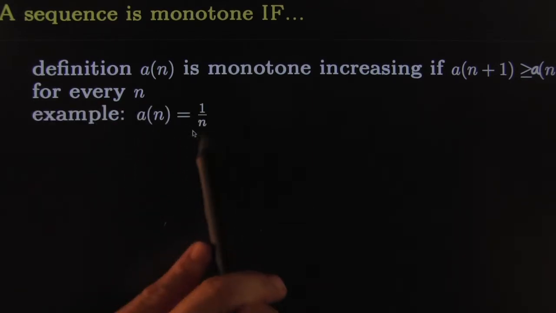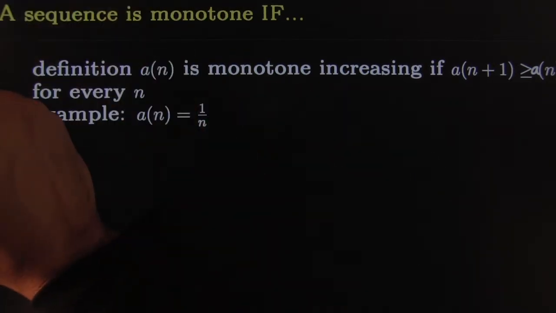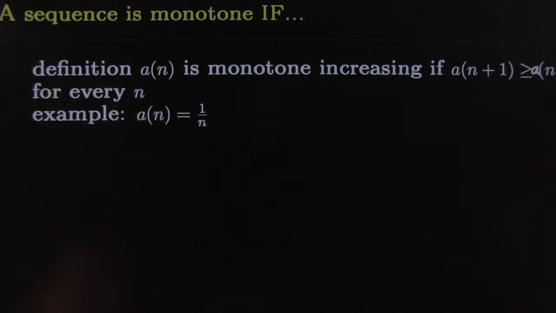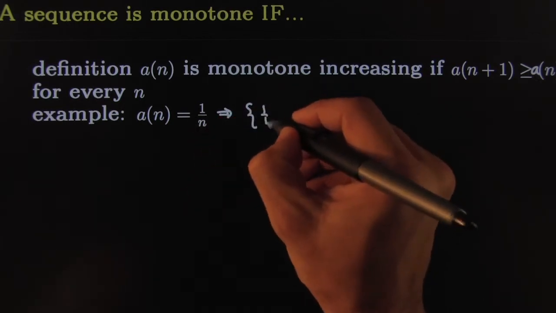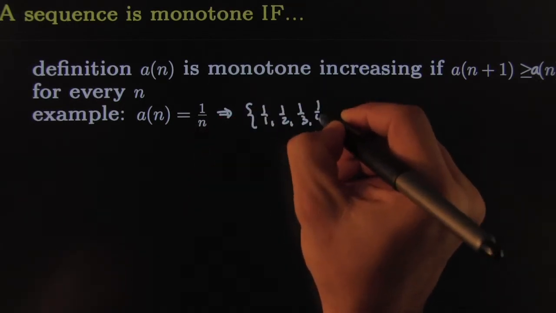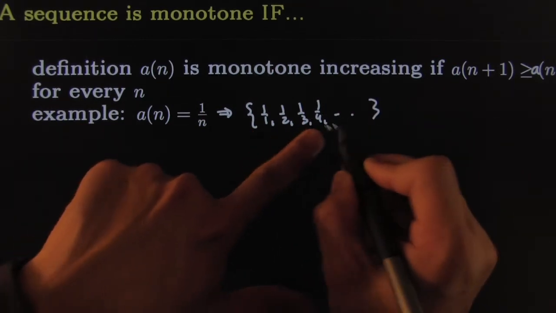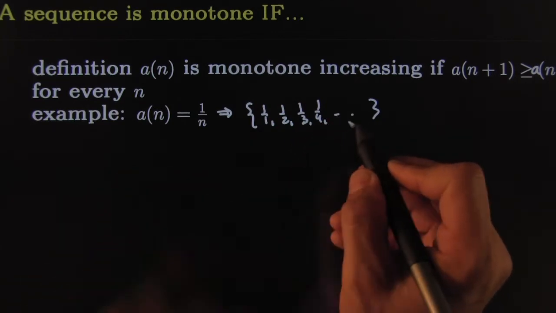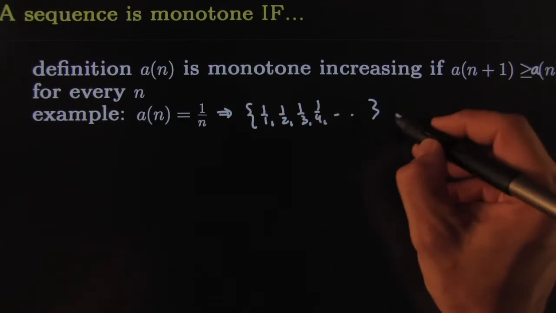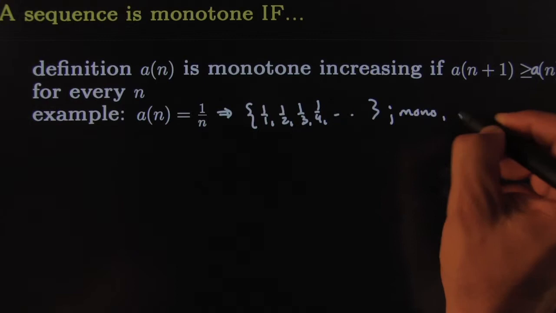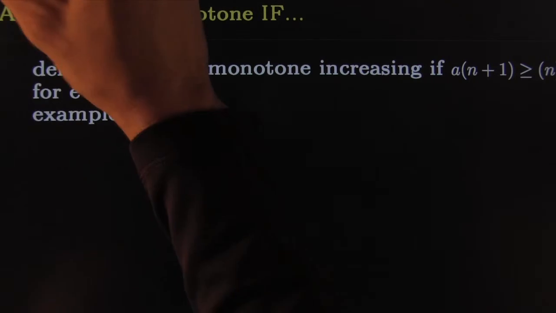This is an example of something where let's see if it's increasing or decreasing. Sometimes you can just make a list here and figure it out. Let's look at the list here. For n is equal to 1, you have 1 over 1, 1 over 2, 1 over 3, 1 over 4. What do you think? Is this always decreasing or increasing? Clearly, the numbers are getting smaller as the denominator is growing. The quotient is getting smaller, so this would be monotone decreasing.